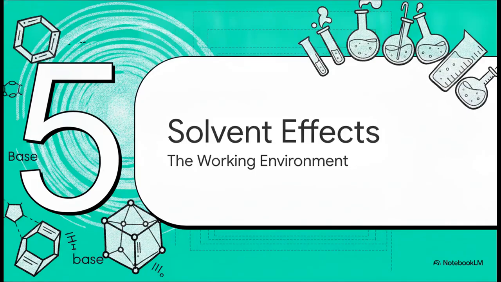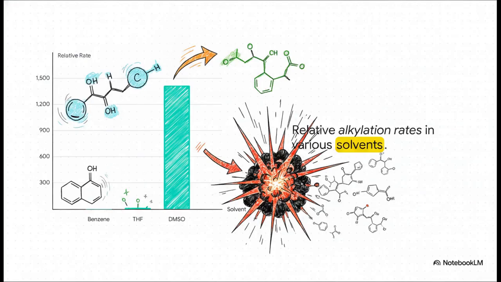Okay, Section 5, Solvents and Medium Effects. We've got to talk about the working environment. It is absolutely wild to see the massive explosion in reaction speed when we simply change up our solvent. The rate of alkylation goes from a baseline of 1 in a nonpolar solvent like benzene to 14 in THF, and then a staggering 1,420 times faster when we switch to a polar aprotic solvent like DMSO.